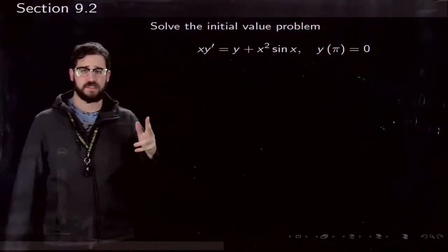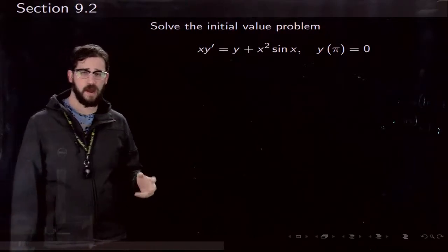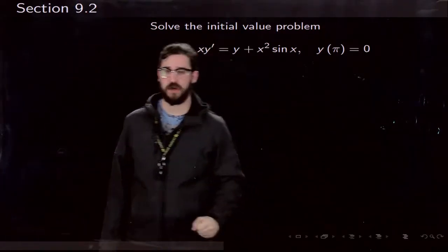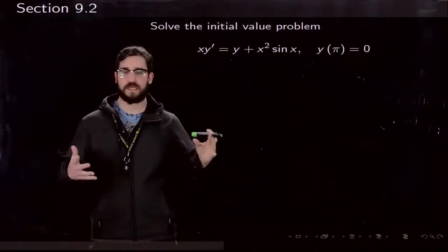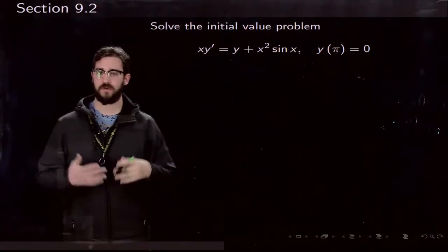Suppose we were given this differential equation, this initial value problem. Xy prime equals y plus x squared sine of x. How are we going to solve it? Now, we see it's not a separable differential equation. So what is the other one we have?